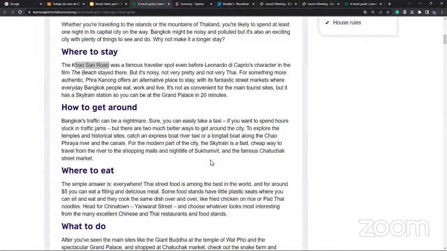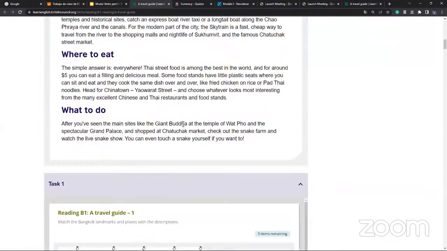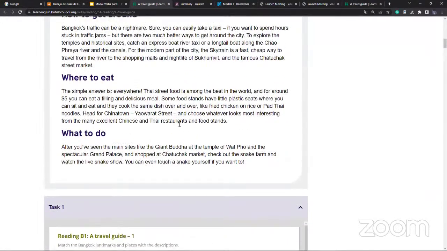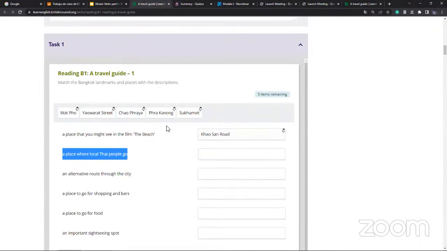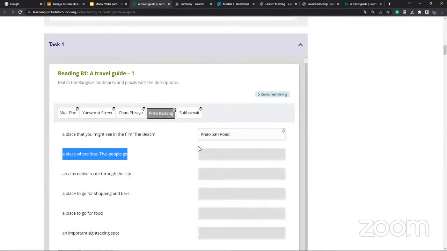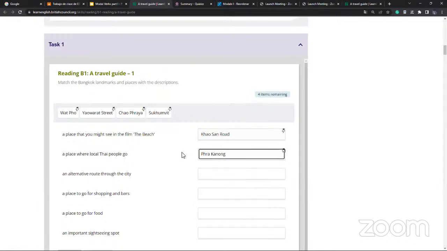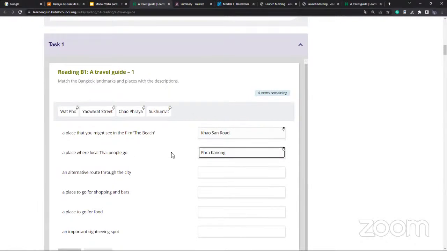The Prakanong, maybe? I don't know. What do you think, Santiago? You can repeat? Yeah, the Prakanong, I think, maybe. Okay. I don't know if it's one of the options. Yeah, it is. It's Prakanong. Yes, I also think it's Prakanong.